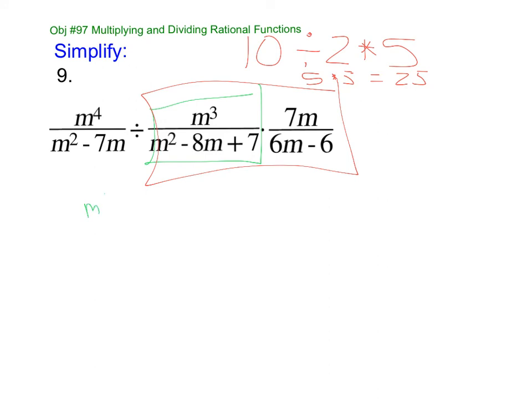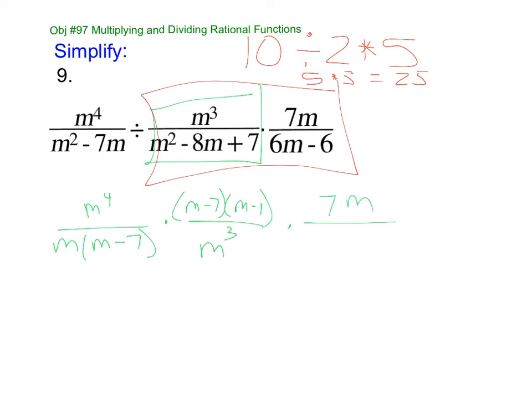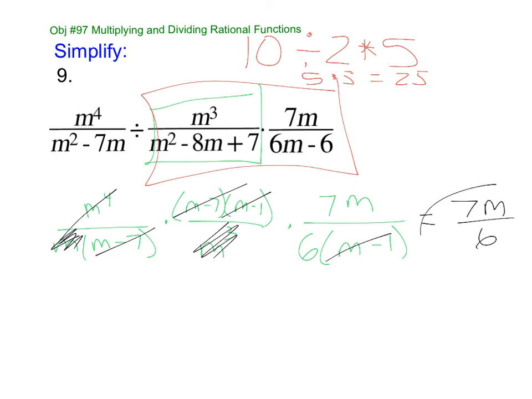So m to the 4th, GCF, m times m minus 7. The second one is the one we're going to flip. M cubed goes on the bottom. M minus 7, m minus 1, factor the top. And then the last one stays in the same position. I have a GCF of 6. All right, let's see what cancels. So I have m minus 1, m minus 1, m minus 7, m minus 7. The m to the 4th is going to cancel out this m and that m cubed. So we are left with 7m over 6. And that's it.